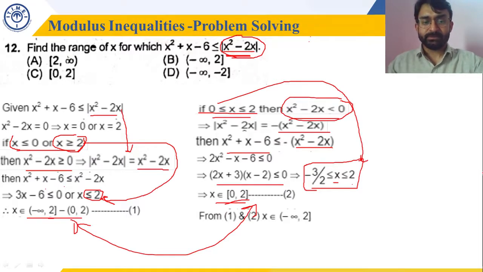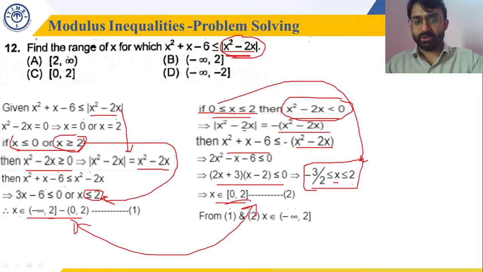So what is the union? This says minus infinity to 2 and excluding 0 to 2. This said including 0 to 2. So my answer choice will be minus infinity to 2 in all. Minus infinity to 2 including 2. Answer choice is A. Here the value which were excluded is 0 to 2. Here the values which are included is 0 to 2.